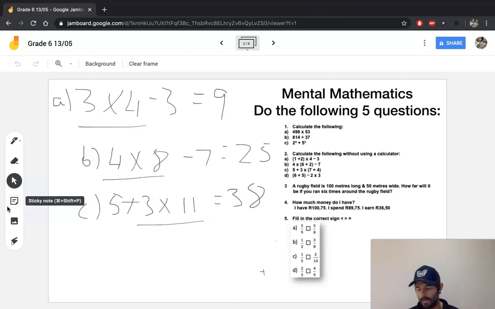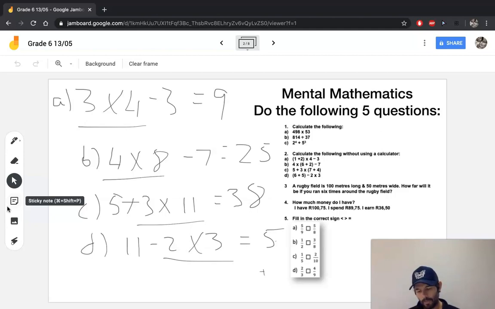And then for D, bracket first again, so it becomes 11 minus 2 times 3. Do the 2 times 3 first, which is 6. So 11 minus 6 is equal to 5. Okay, so that's order of operations. Brackets first, and in this case, multiply comes second.